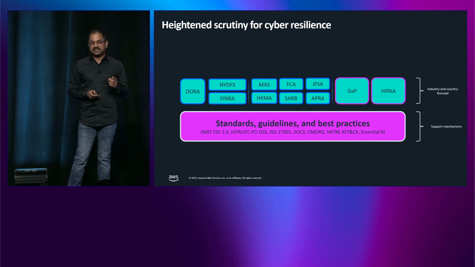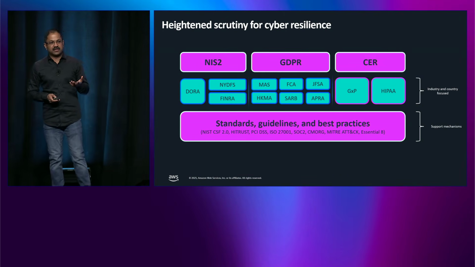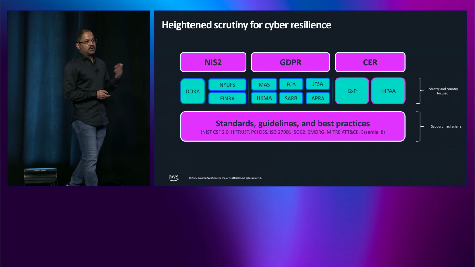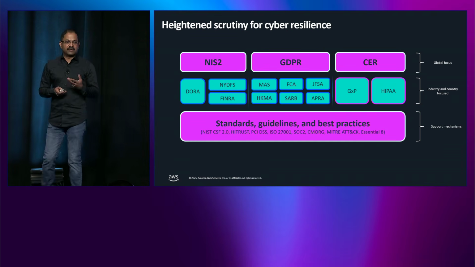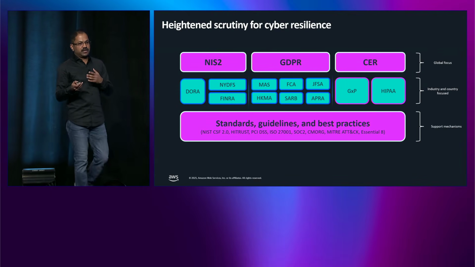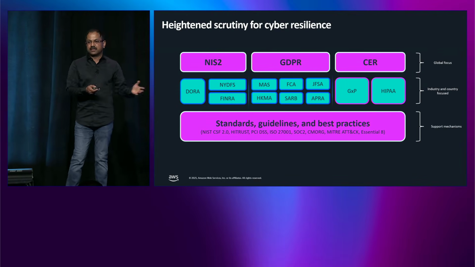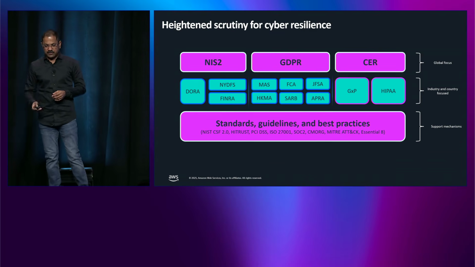This is what we call the industry and country-based regulations. But obviously on top of this one, there are regulations that would apply to you at a global level. Things like NIST 2, GDPR, SIR are regulations that have a global focus. Which means that depending on whether your enterprise is operating out of a particular region, it might have a global impact and you'll have to perform compliance for it.